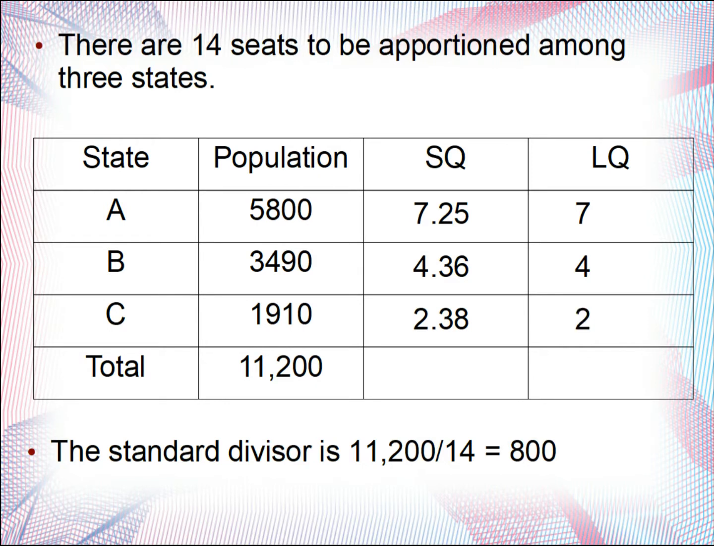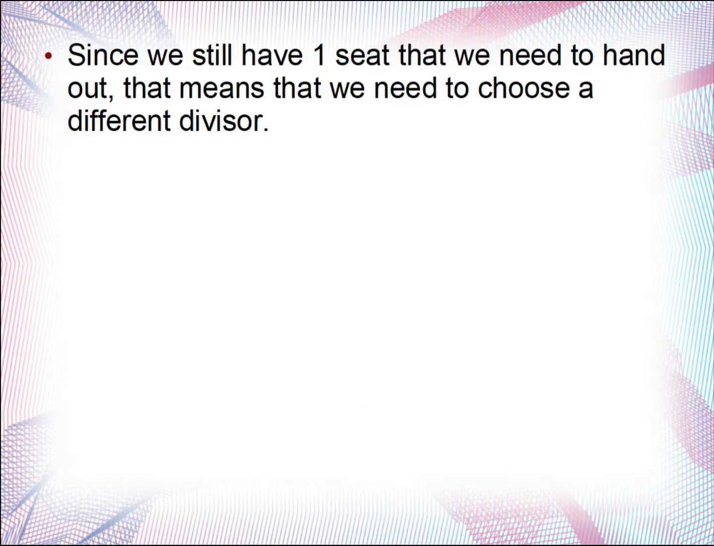We get 4.36. Lower quota of 4, and for state C we get standard quota of 2.38, lower quota of 2. So the standard quotas are always supposed to add to the total number of seats, and they will, more or less. If it doesn't add perfectly, it's because of rounding. But that doesn't really matter, because we look at the lower quota, and if we total up the lower quota, 7 plus 4 plus 2 is 13. So we have 1 seat left that we need to hand out.